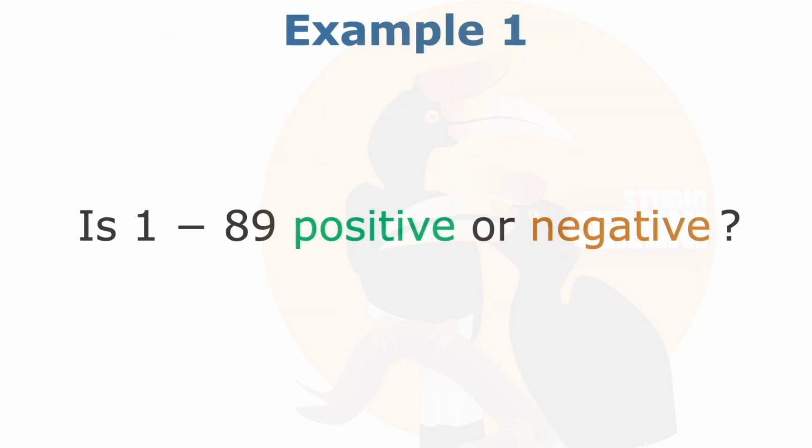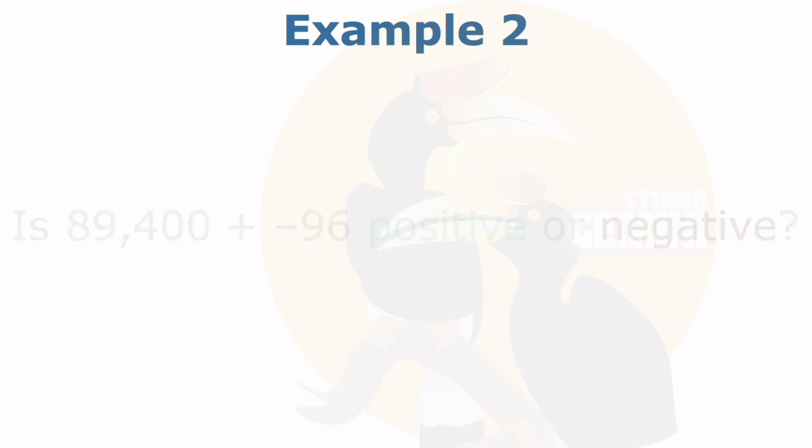For our first problem, we want to find out if 1 minus 89 will be positive or negative. What do we do to solve subtraction problems again? That's right, rewrite it as an addition problem and then follow the addition rules. 1 minus 89 becomes 1 plus negative 89. When we add integers with different signs, we take the difference of their absolute values and give the sum the sign of the number with the larger magnitude. Since negative 89 has a larger magnitude, we know the difference will be negative. Great!